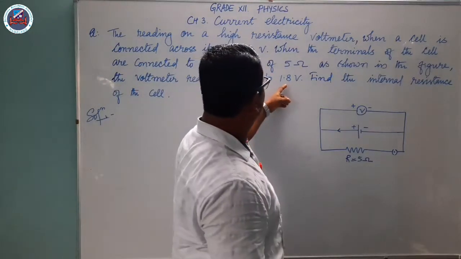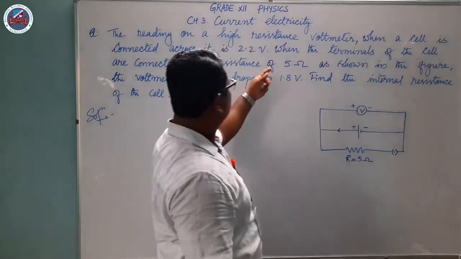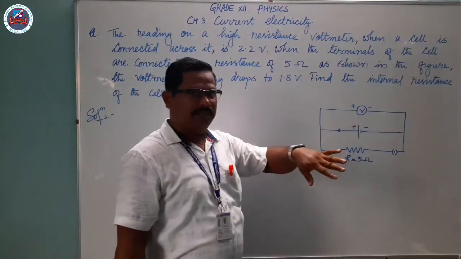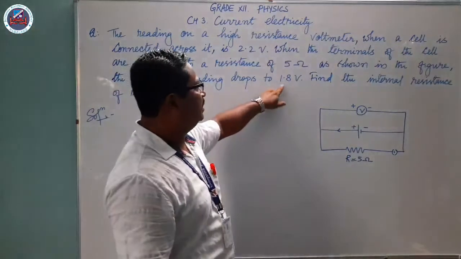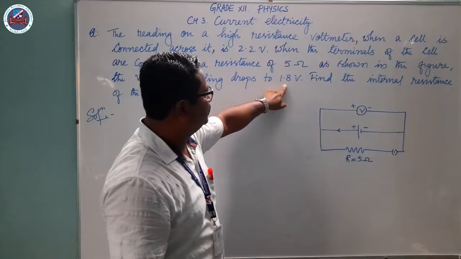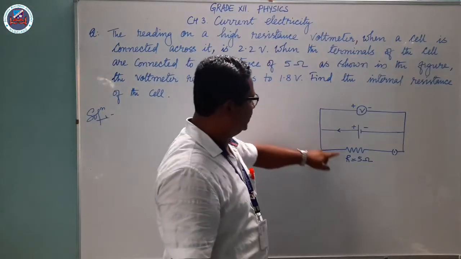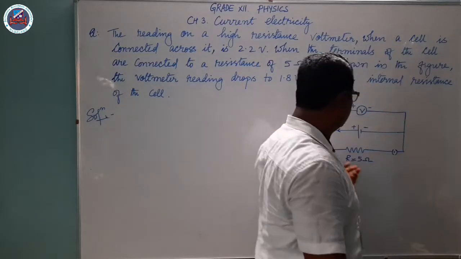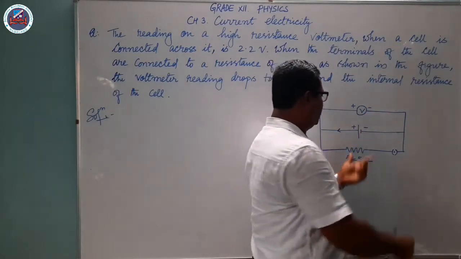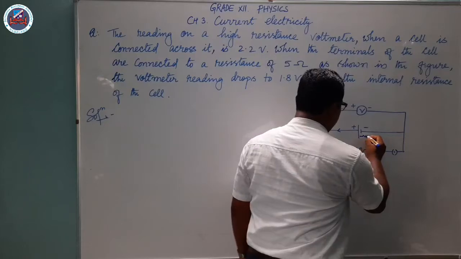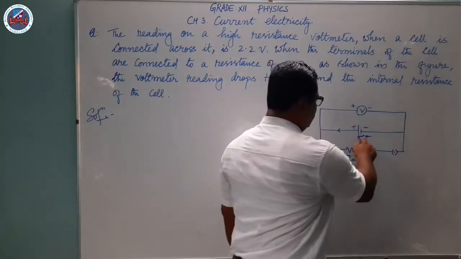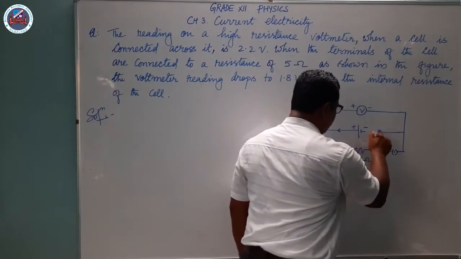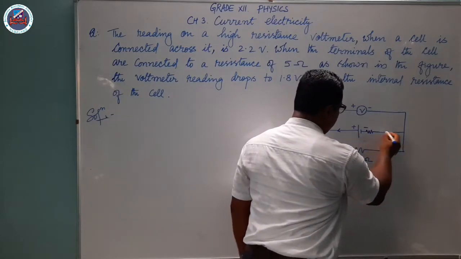By looking at these two values, you can make out very clearly this is the EMF of the cell, and as the potential drops, the potential becomes less. That is the terminal potential difference, that is V, and the external resistance is given as 5 ohm. From here you are asked to find out the internal resistance of the cell, which you cannot see in the diagram, but you should know that there is one internal resistance of the cell. You can draw it outside as well as here. Like this you have to think.